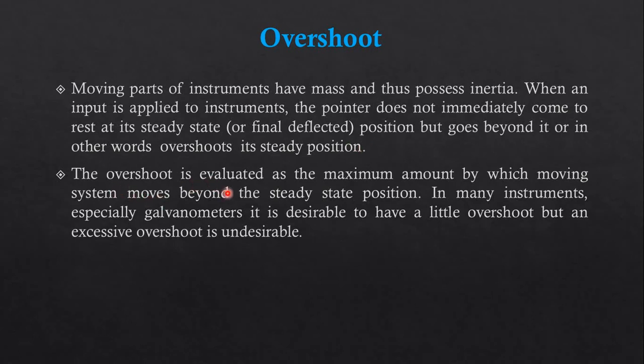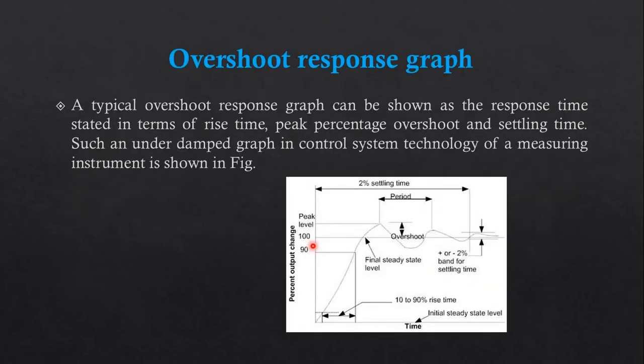The overshoot is evaluated as the maximum amount by which the moving system moves beyond the steady state position. In many instruments, especially galvanometers, it is desirable to have a little overshoot, but an excessive overshoot is undesirable, because we cannot predict our true value when overshoot is occurring. Now, the overshoot response graph. For better understanding, we can look at the graph section.